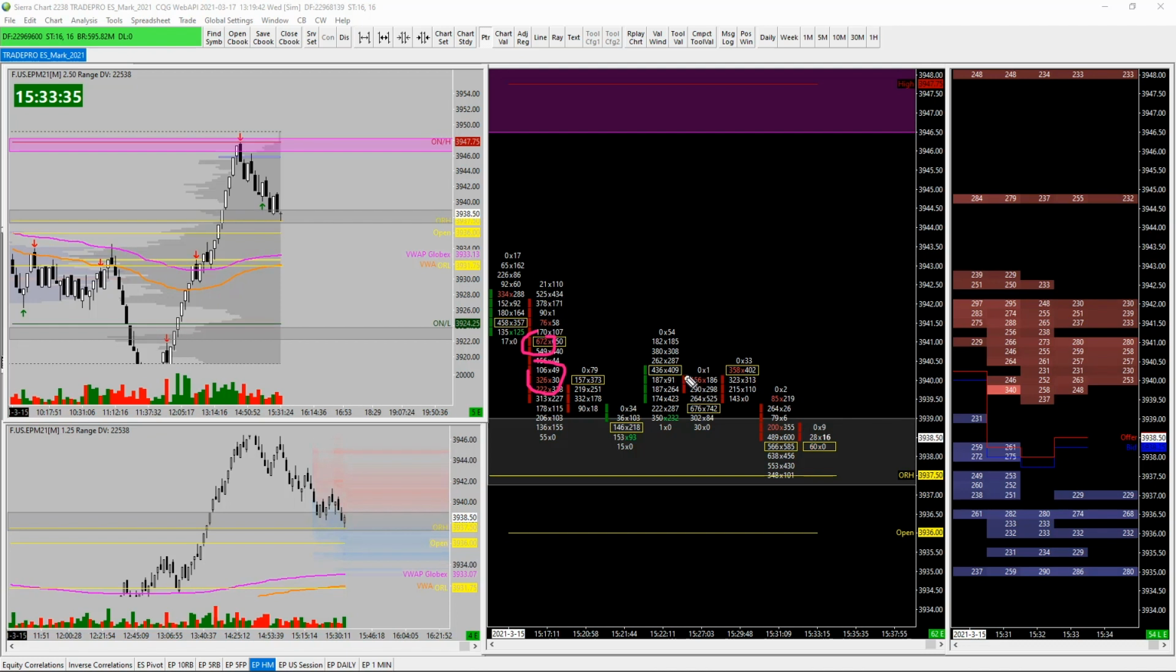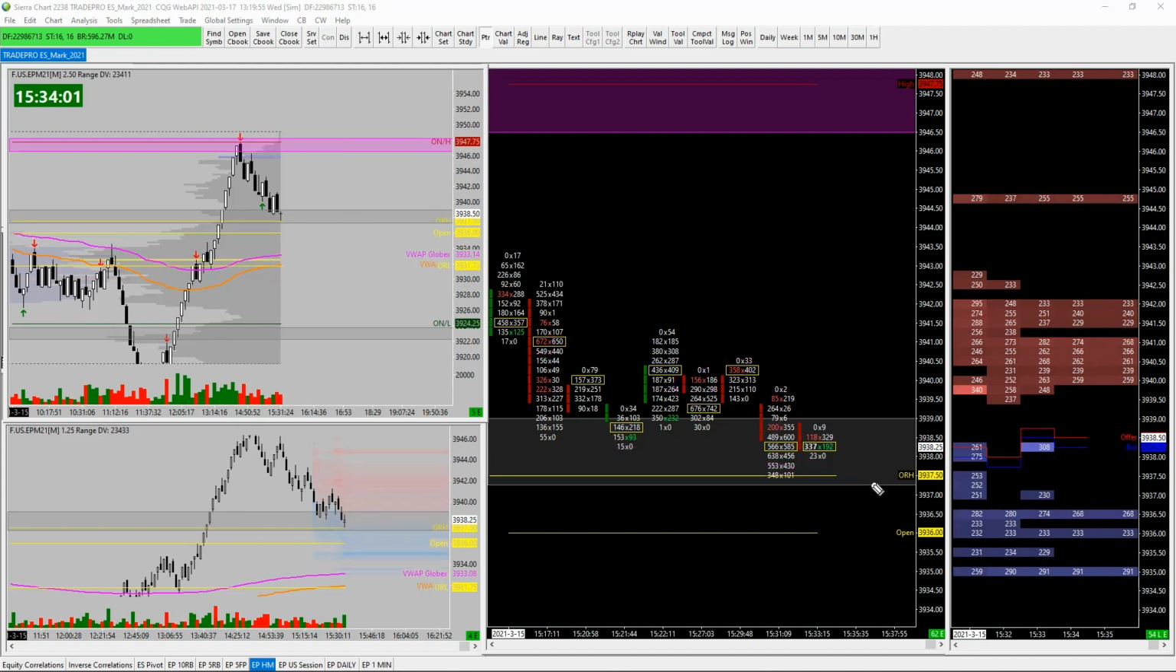All right, so what have we got now? We had more sellers showing up, right? More sellers showing up. We've come to new lows. All right, we've come to new lows. Opening range high is kind of holding for the time being. So long trade, not ready quite yet.